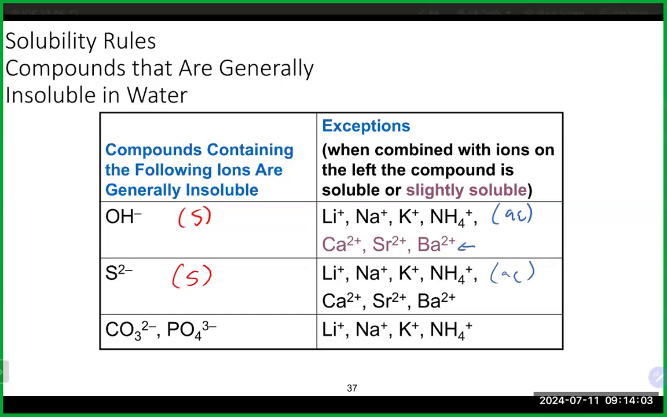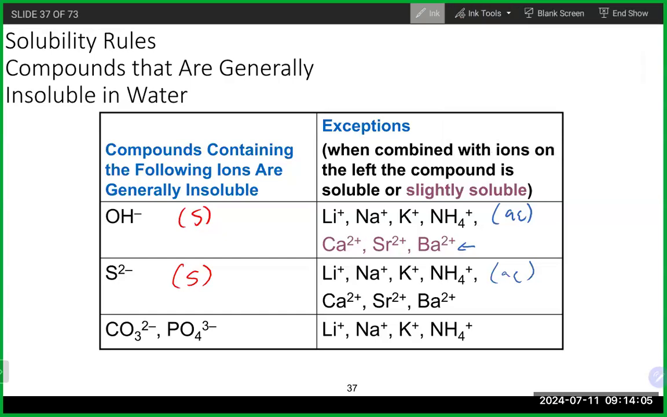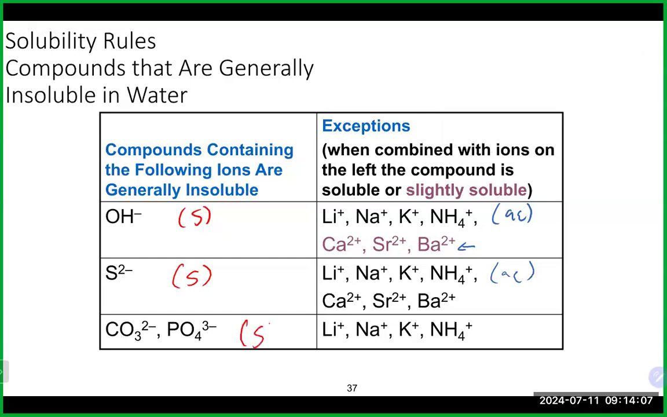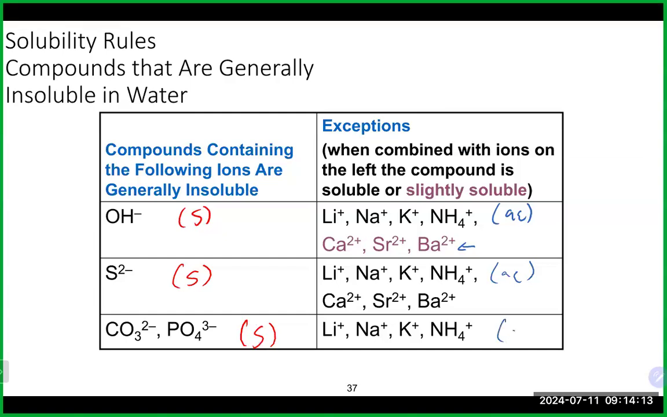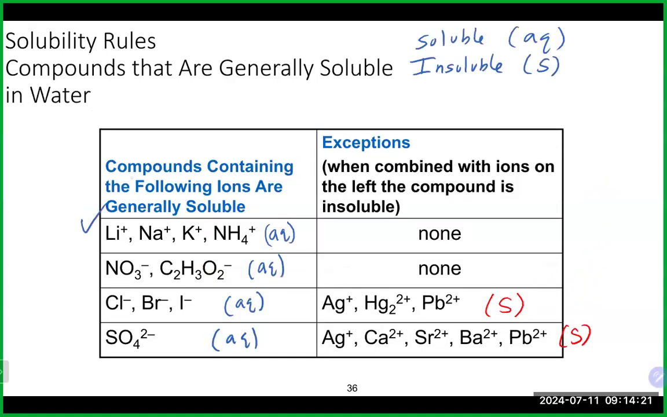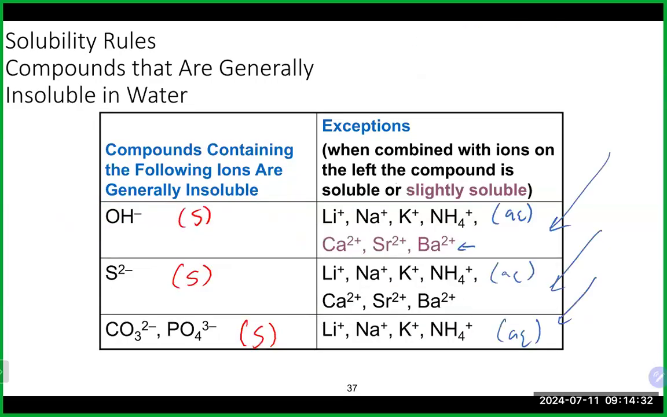Lastly, if you have carbonate or phosphate involved, it's going to be a solid. Once again, though, the same general exception, which is group 1 and ammonium, will be aqueous. So most of the exceptions on these are pretty much the first rule right here, that they're going to be soluble. So they kind of go together in terms of the exceptions. If you remember this, you probably don't have to worry about the exceptions on the other side, because that's mainly what those exceptions are.